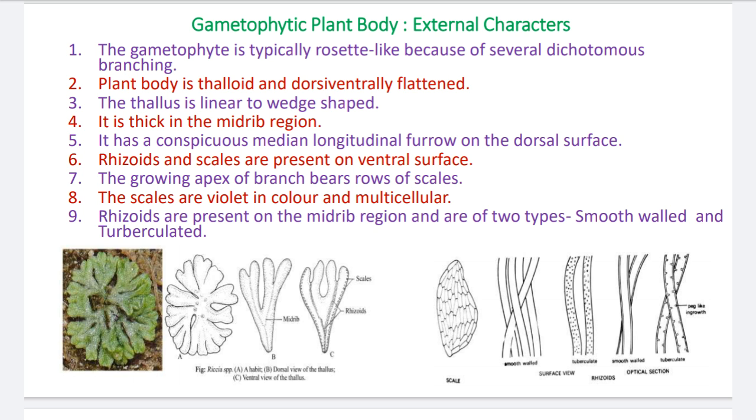Number three, the thallus is linear. It is long and wedge shaped. Number four, it is thick in the midrib region. At the center there is a midrib, and in the midrib region the thallus is thick. Then number five, it has a conspicuous median longitudinal furrow on the dorsal surface. You see, on the dorsal surface there is a longitudinal, long furrow. Furrow means a small pit-like structure.